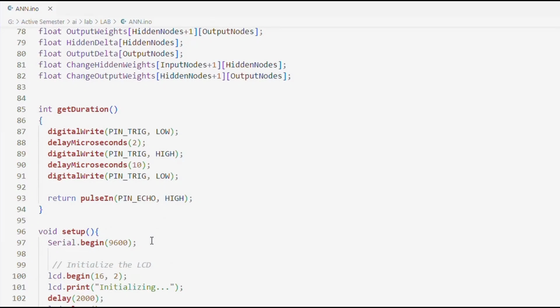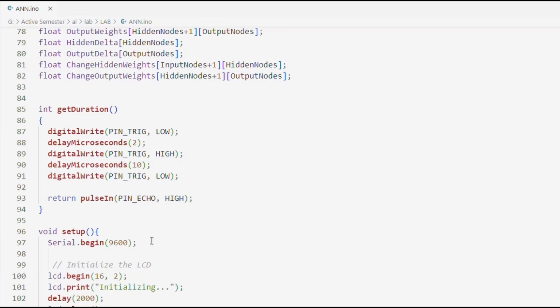First, let's understand how the sensor data is collected. The getDuration function is the heart of this process. Here's how this works. When the system starts, the ultrasonic sensor sends out a pulse using the trig pin. This pulse travels through the air, hits the water surface, and reflects back. The sensor then captures the time it takes for the echo to return using the echo pin. This duration is critical because it directly correlates to the distance of the water from the sensor.